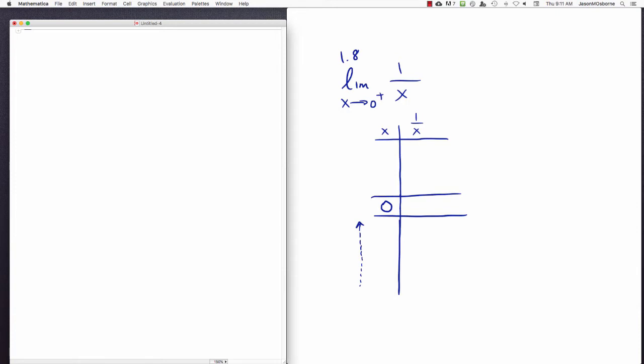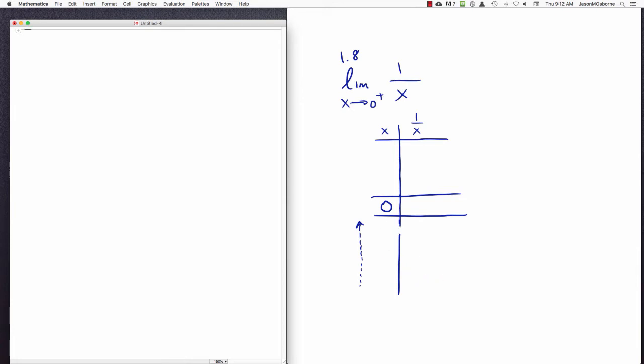So I need numbers that are getting close to 0 from the right. I'm going to choose fractions because this will make it easier to see: 1/2, 1/4, 1/6. Those numbers are getting smaller. But the function says to do 1 over 1/2, which is the same thing as 2. 1 over 1/4 is 4. 1 over 1/6 is 6. Can you see these numbers getting bigger and bigger? Let's keep getting closer and closer to 0.